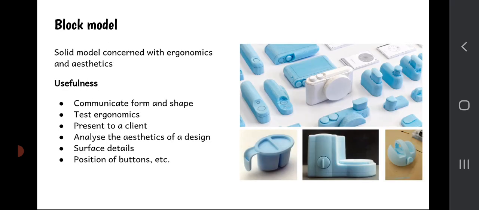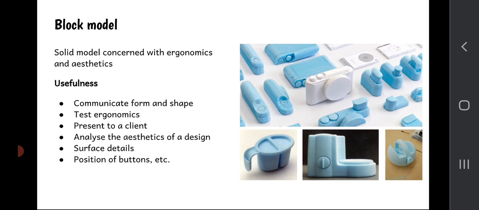Our next model type we're going to look at is a block model. Now, a block model is so called because it's made out of a solid block of material. The photographs on the slide show modelling foam being used, but equally that could be plasticine or clay or a solid lump of wood or something like that. At any rate, a block model is all about the outside form and shape.